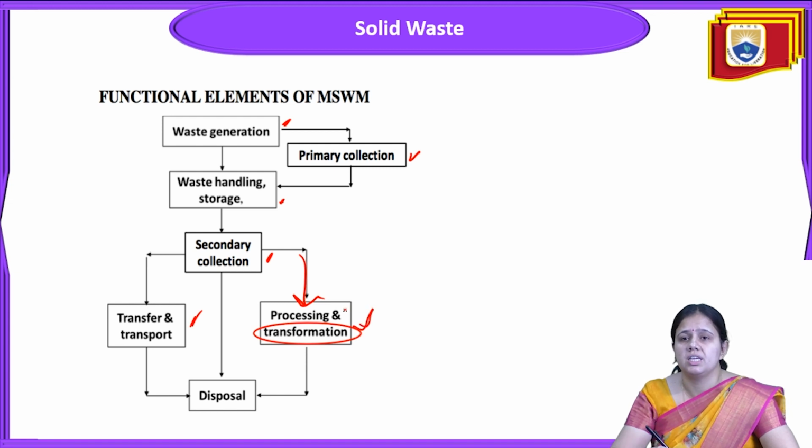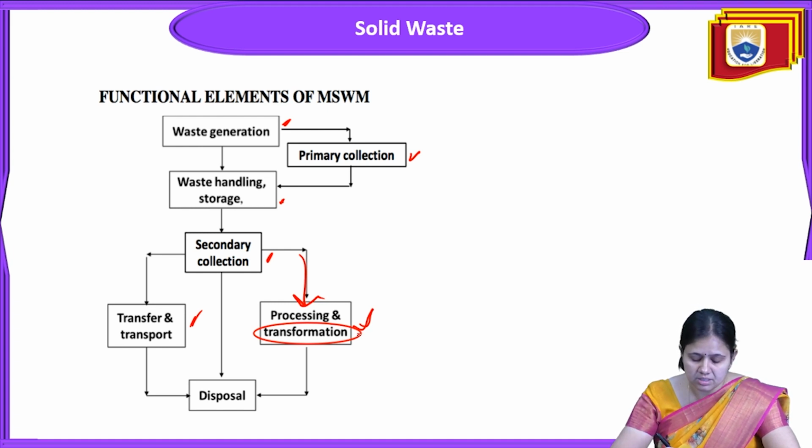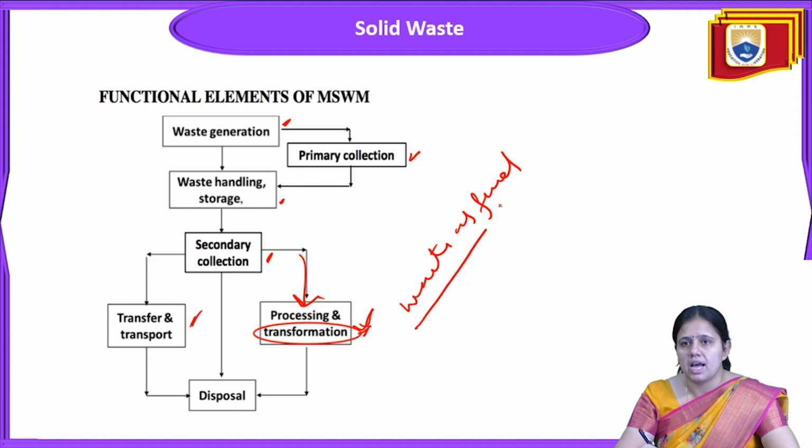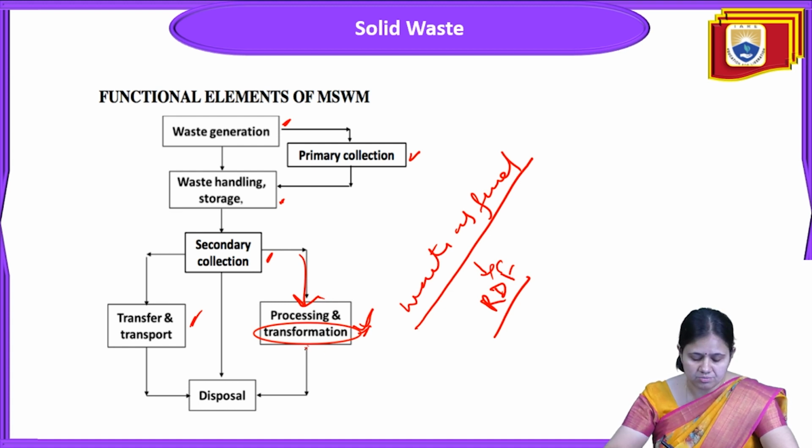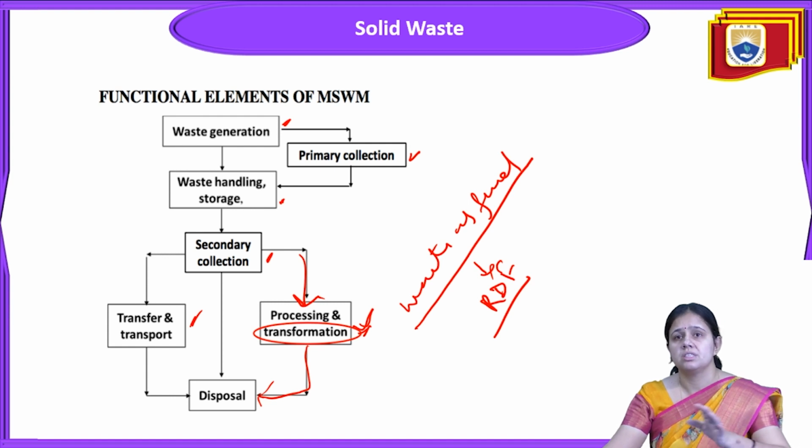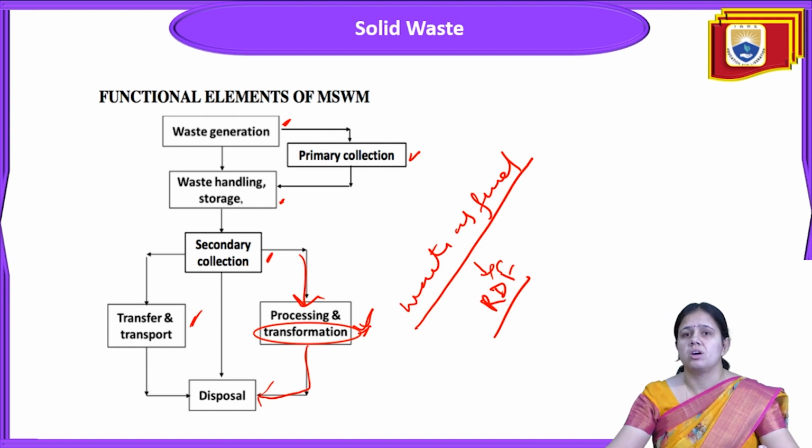For processing and transformation, what methods are involved, and how to transform the waste into useful matter, how to find resource from the waste, comes under this category, that is the transformation. In this way we are studying waste as a fuel. So for waste as a fuel, RDF will be there. RDF is called refuse derived fuel. After this transformation, the waste goes for the final disposal practices. This is the functional element of municipal solid waste management.